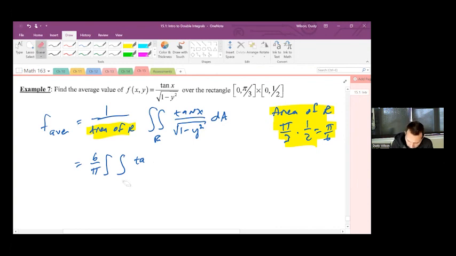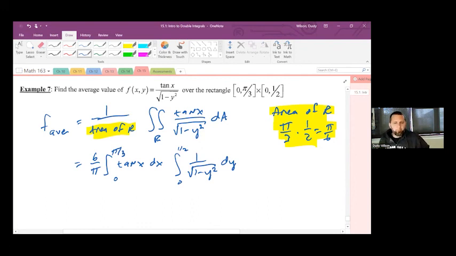So we can use the handy trick because this would be the tangent of x dx, the integral of 1 over the square root of 1 minus y squared dy. The x's are going from 0 to pi over 3, and the y's are going from 0 to 1/2.